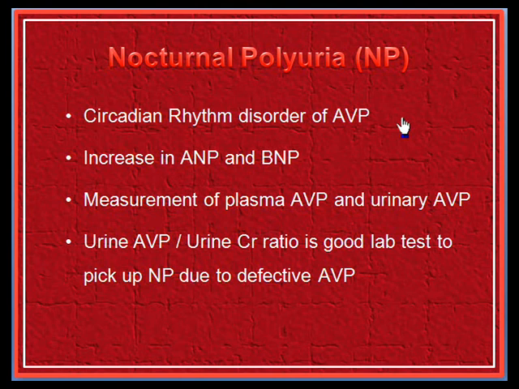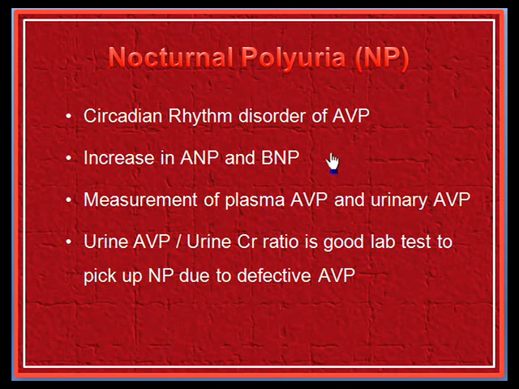Nocturnal polyuria is a disturbance of this circadian rhythm. So much so, the AVP or the ADH continues to be secreted during the night time also. So, there is urine production in the night, more and more urine is produced, and the patient has to get up either once or twice or thrice to empty the bladder, and this is what is called nocturnal polyuria.